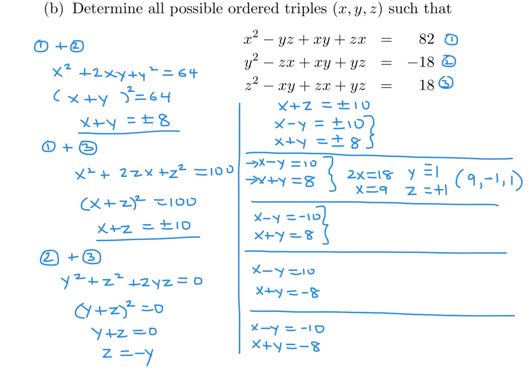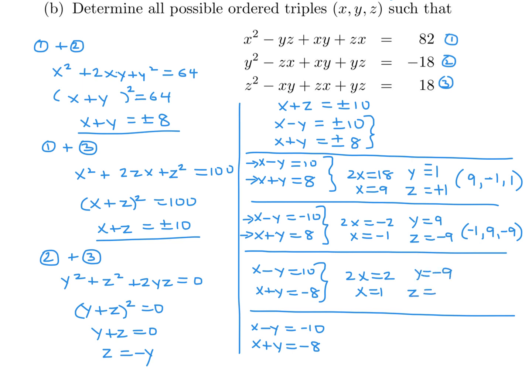Okay, so then let's move forward. If you add these two, you get 2x is equal to minus 2, and therefore x is equal to minus 1. If you substitute that x equals minus 1 into either of those, you will get that y is equal to 9, and therefore z will be minus 9. So our second ordered triple is (minus 1, 9, negative 9). Same philosophy here. We've got 2x is equal to, this time, 2. x is therefore 1. If x is 1, then y is minus 9, and therefore z is 9. So this one is (1, negative 9, 9).